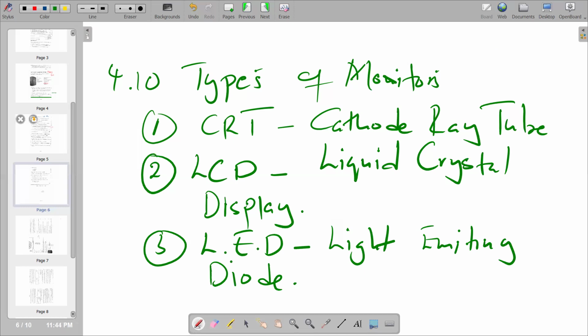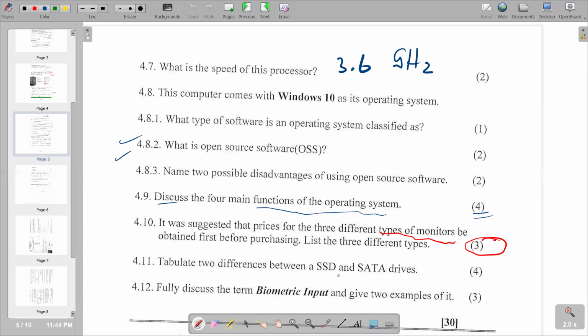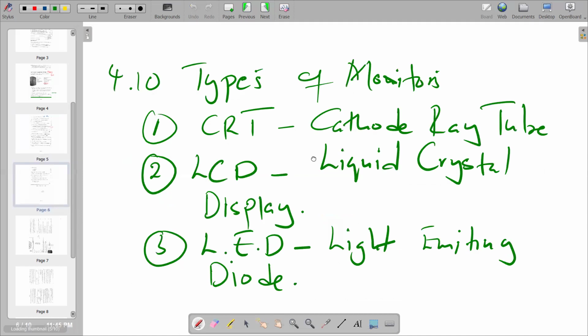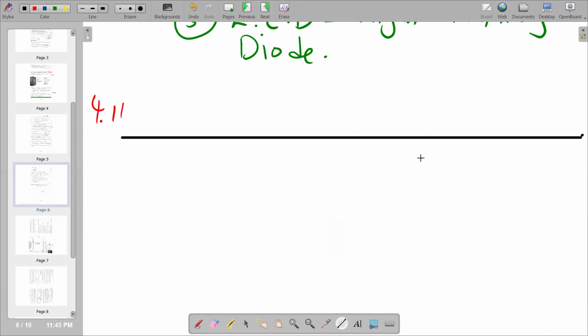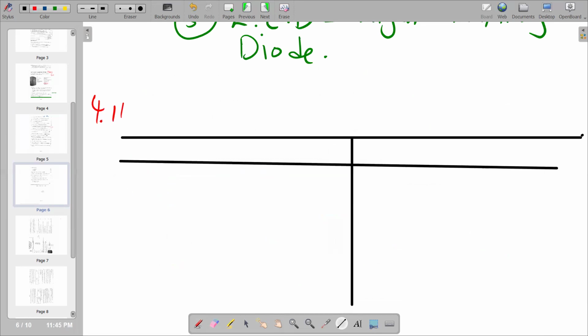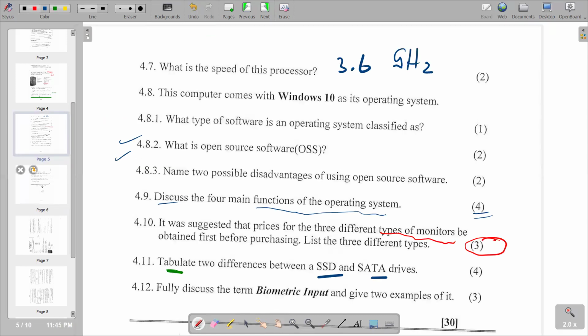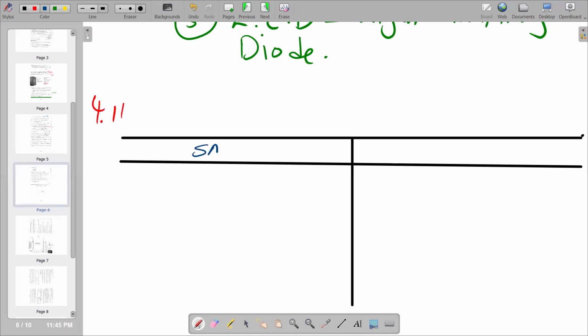So we go to the next part of our question, which is now 4.11. Tabulate two differences between SSD and a SATA. So obviously we are tabulating, which means we are presenting in the form of a table. So we can do a search whereby we are now on 4.11 and we try to bring it to a table. So if we refer back to our question, you'd see that it's the difference between SSD and SATA. So we can have a column for SATA and have a column for SSD. And then try to bring the difference down.